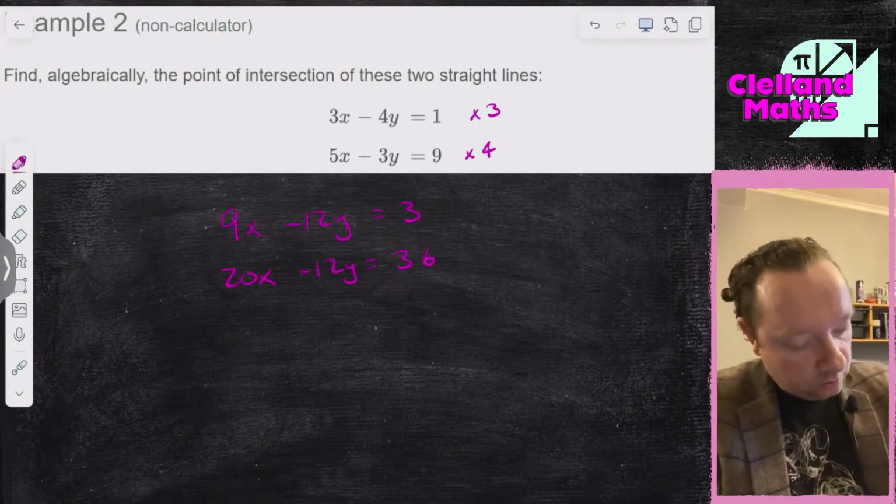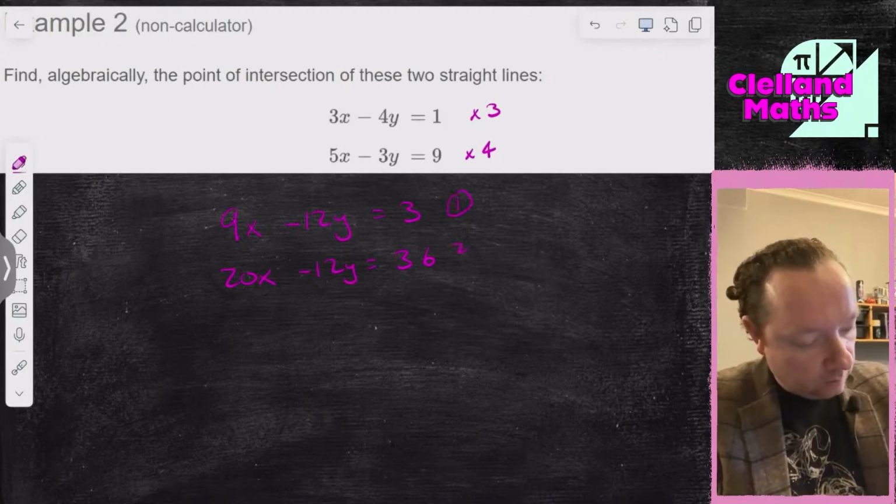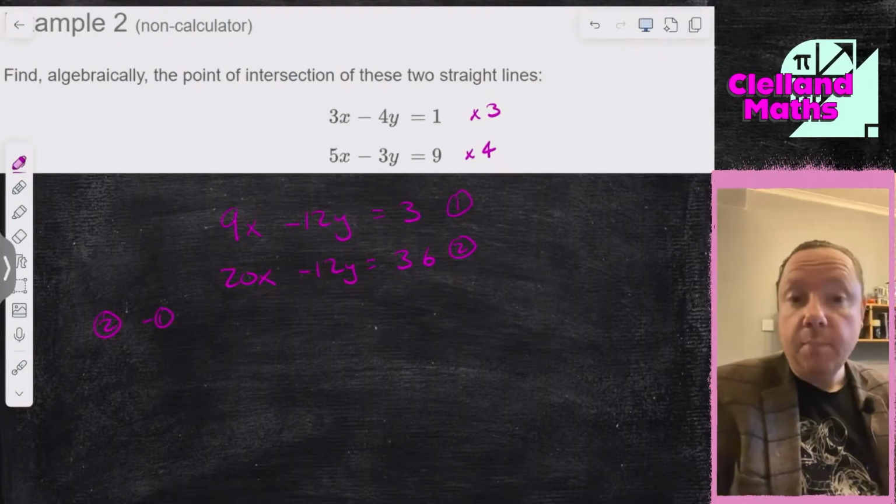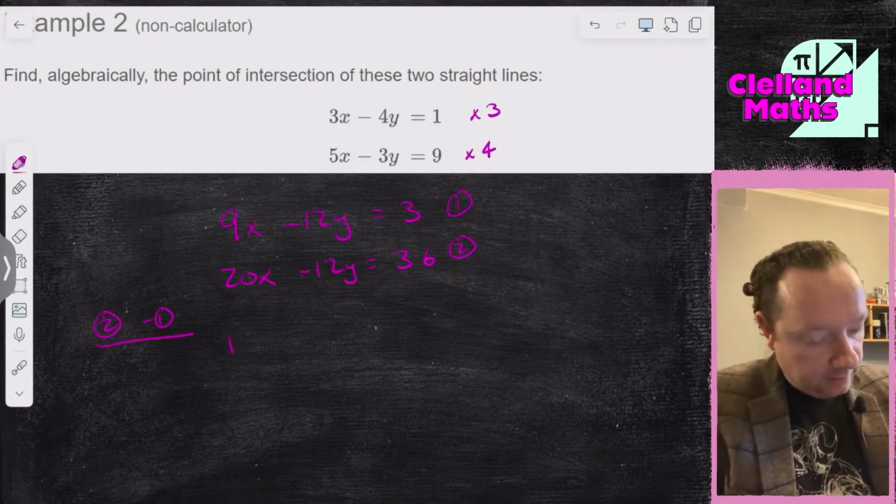So I'm going to do, let's call this equation 1 and 2, I'll do 2 take away 1, because that will give me a positive x, 11x. 36 minus 3 is 33. So dividing by 11, we get 3.